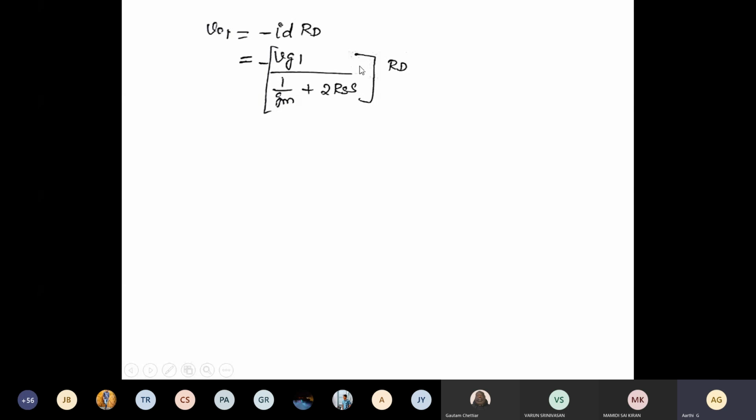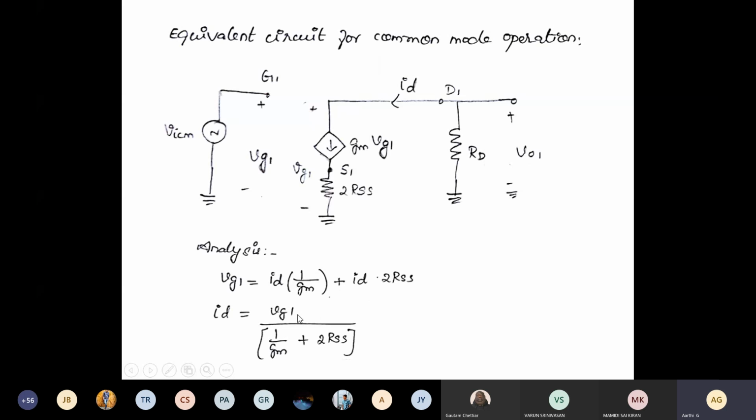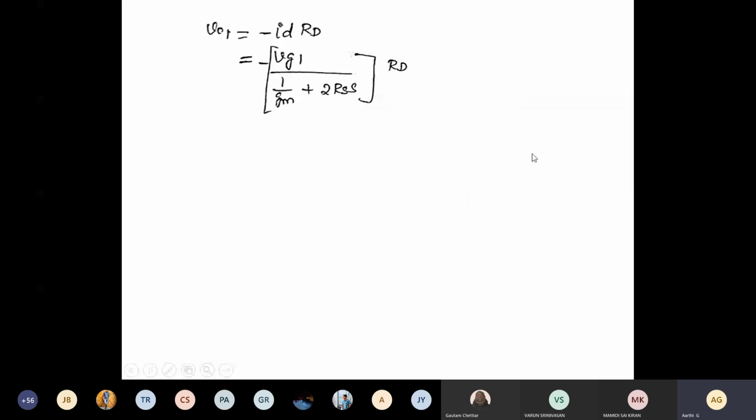We are going to substitute the drain current, obtained from the previous equation, into the output voltage equation. From here we bring VG1, the input voltage, to the left side. So V01 by VG1 will give you the gain. This is minus RD by 1 by GM plus 2 RSS. Please write down this expression.